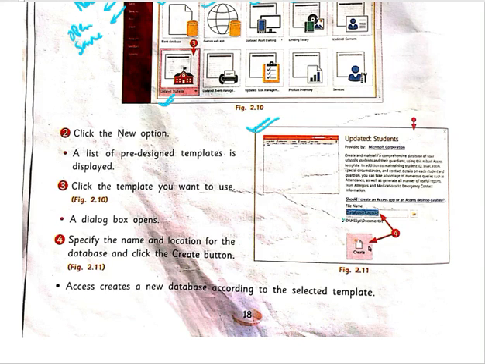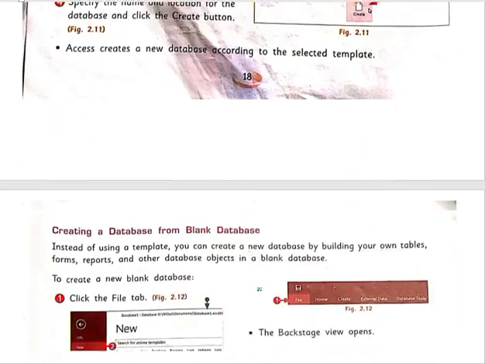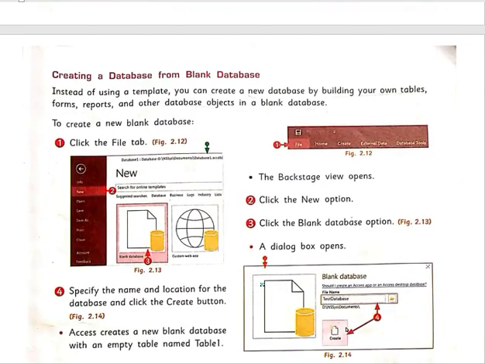Specify the name; you can specify the name of the database on your own. After typing the name, we can click on Create. After Create, Access creates a new database according to the selected template, and it will open it. These are all pre-designed.